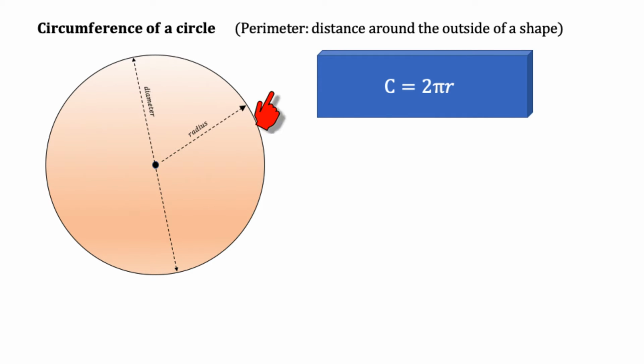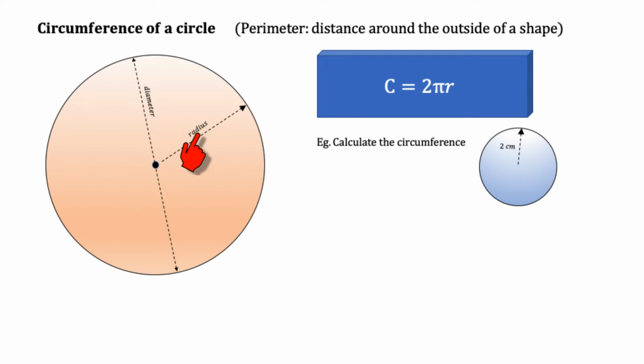Here's our formula for the circumference of a circle. The circumference, C, equals 2 times pi times the radius. So if we know the radius, we can work out the circumference, or the distance around the outside.